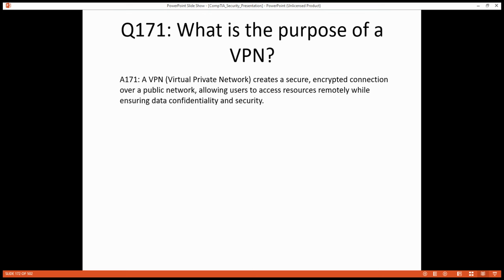Q171. What is the purpose of a VPN? A171. A VPN, virtual private network, creates a secure, encrypted connection over a public network, allowing users to access resources remotely while ensuring data confidentiality and security.